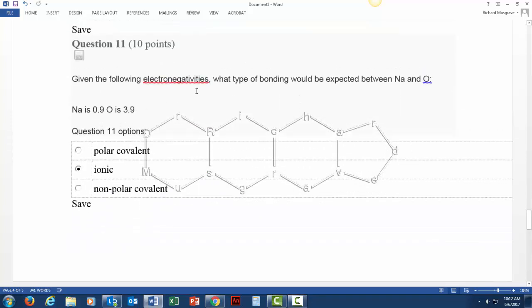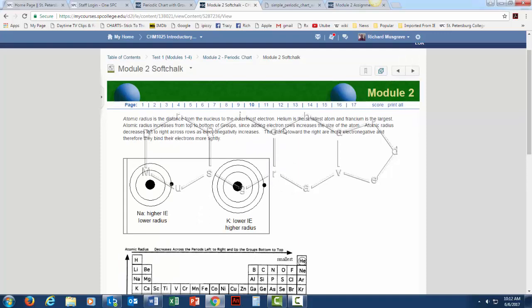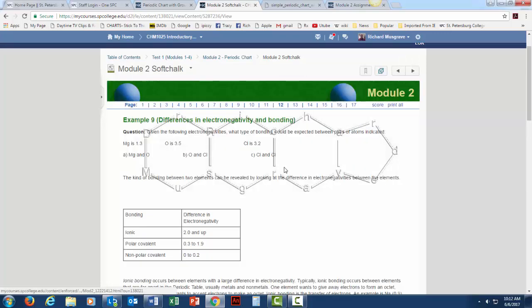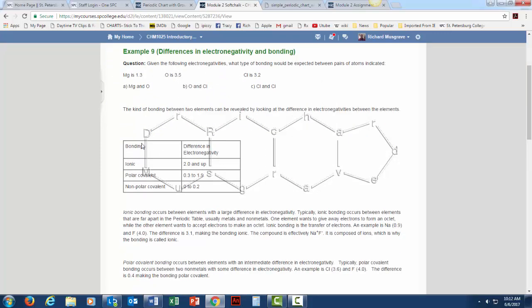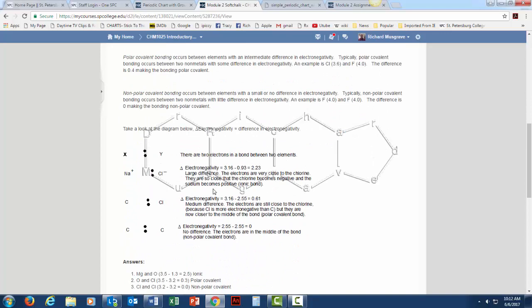For the next part, where we're talking about electronegativities and the relationship between bonding, I strongly recommend that you read the soft chalk here, starting on page 12. You can see that I do have a table here that links the kind of bonding to difference in electronegativity. I've also got some diagrams here to explain why we have certain kinds of bonding for certain differences in electronegativity.